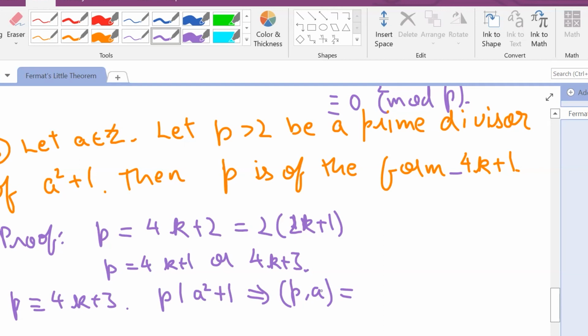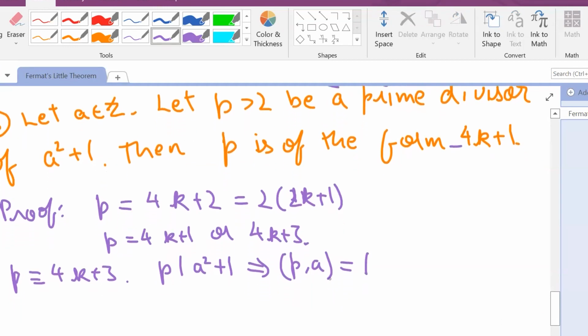Because if the GCD of p and a is p, then p would divide a. And if p divides a, then p divides a square. If p divides a square, then p divides a square plus 1 minus a square. Therefore, p divides 1. And that is a contradiction. Does that make sense, everyone? Yes. All right.